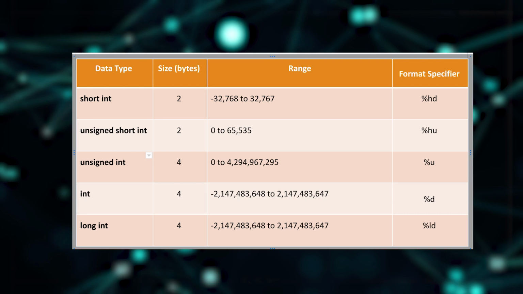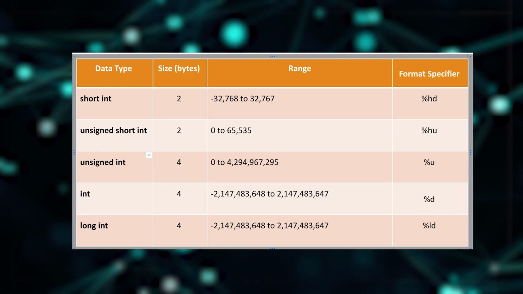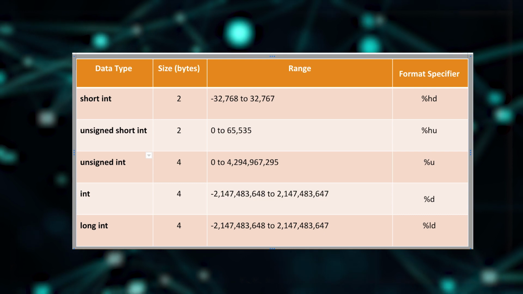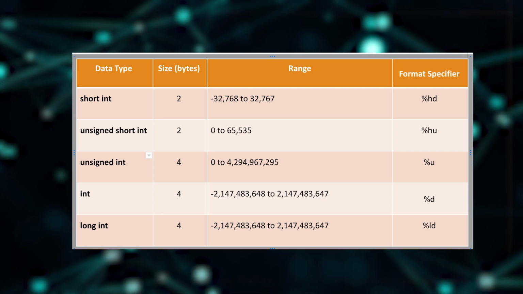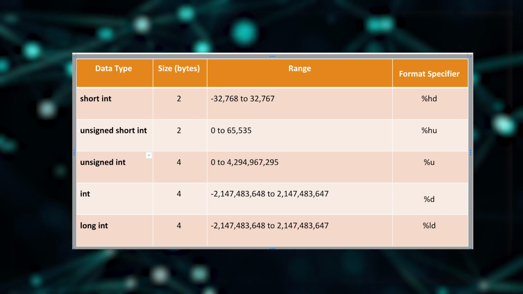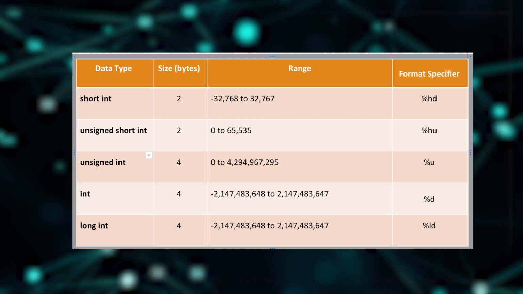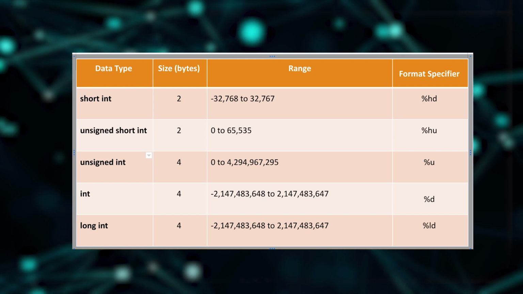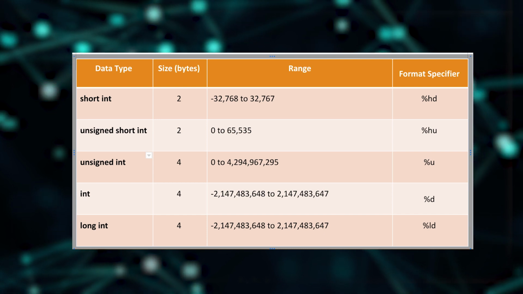The first column is data types, the second is the size in bytes, the third column is the range, and the fourth column is the format specifier. The first we can talk about is short integer. The size of short integer is 2 bytes, and you can see the range from negative to positive, and the last is the format specifier, that is %hd.